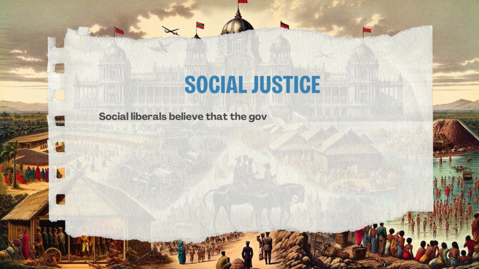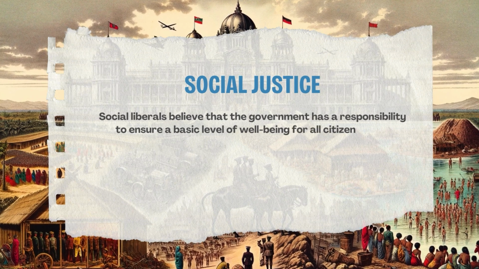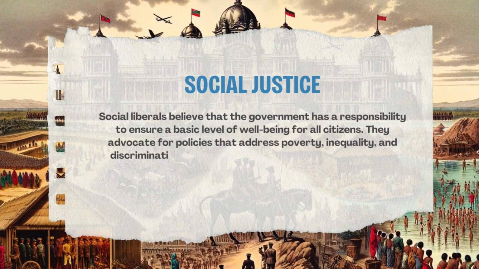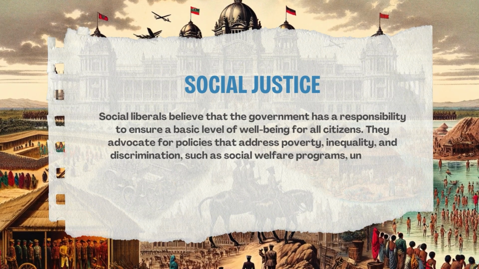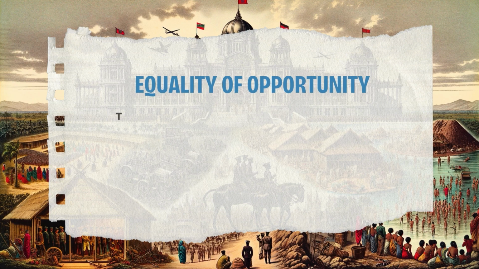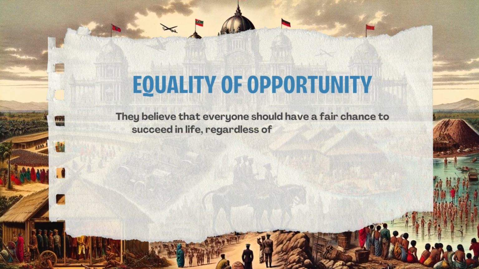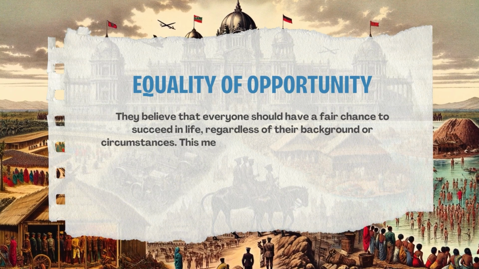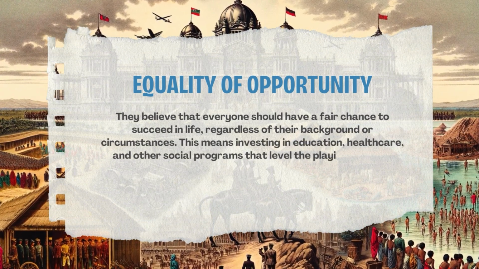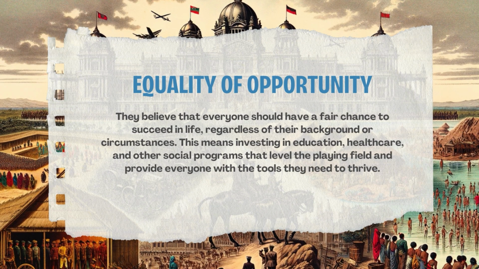Social liberals believe that the government has a responsibility to ensure a basic level of well-being for all citizens. They advocate for policies that address poverty, inequality, and discrimination, such as social welfare programs, universal health care, and progressive taxation. Equality of opportunity. They believe that everyone should have a fair chance to succeed in life regardless of their background or circumstances. This means investing in education, healthcare, and other social programs that level the playing field and provide everyone with the tools they need to thrive.